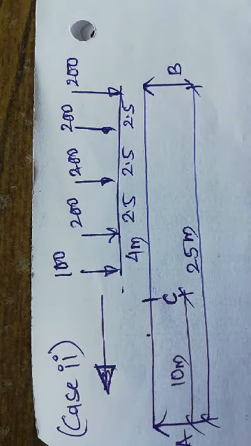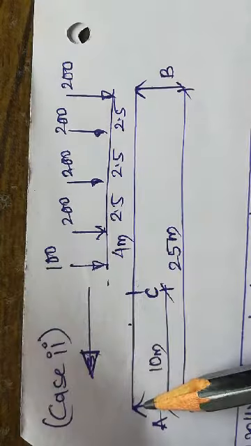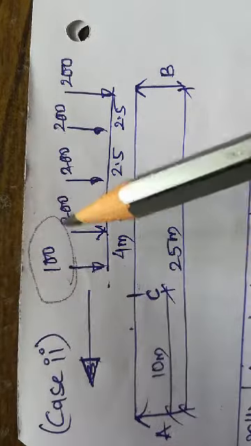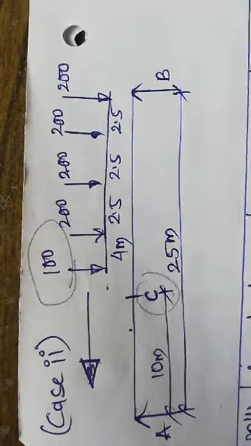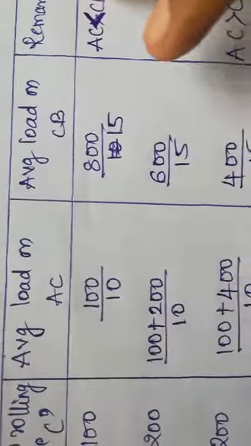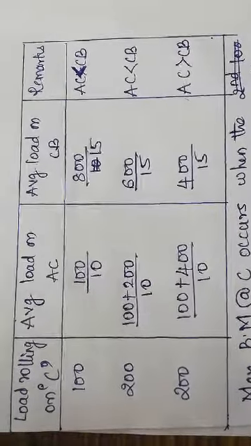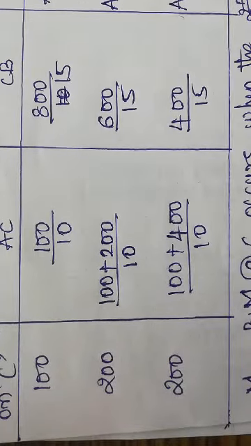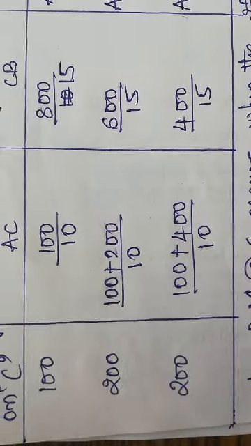Now let us consider the second case, that is when the load is moving from the right hand side to the left hand side, and in this case also the 100 kilonewton is leading. And at the same point C, we are going to calculate the maximum bending moment. Now let us calculate at which load the heavier section changes to lighter section and the lighter section changes to the heavier section.